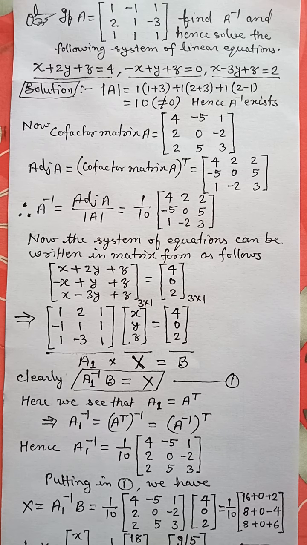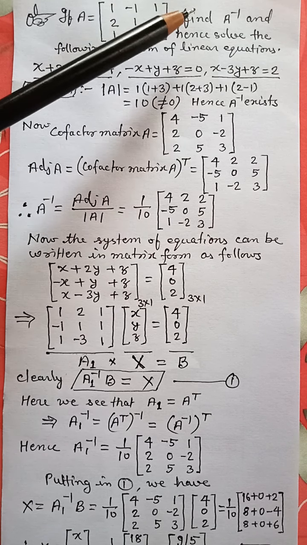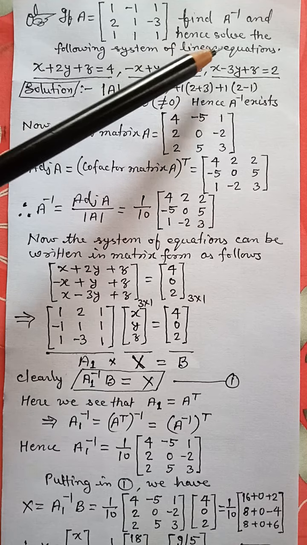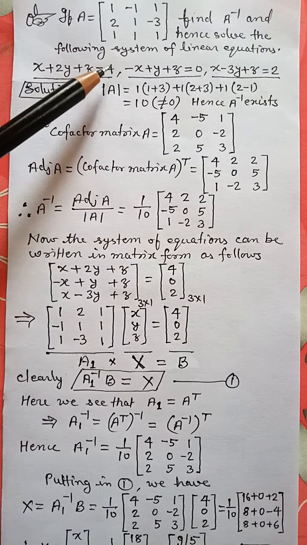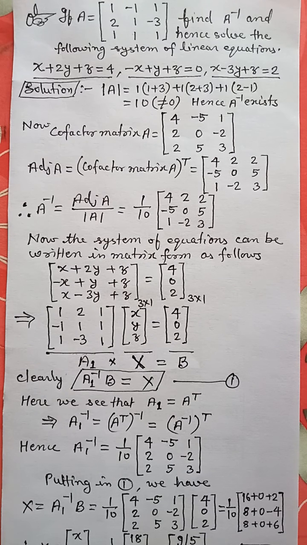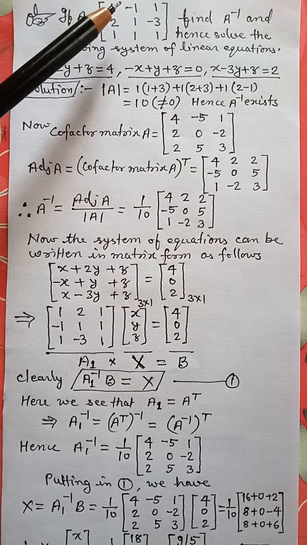Let us do another problem on system of linear equations using matrix method. If A is given to be this, find A inverse and hence solve the following system of linear equations: this linear equation, this linear equation and this linear equation. Now, first we have to find the inverse of this matrix.